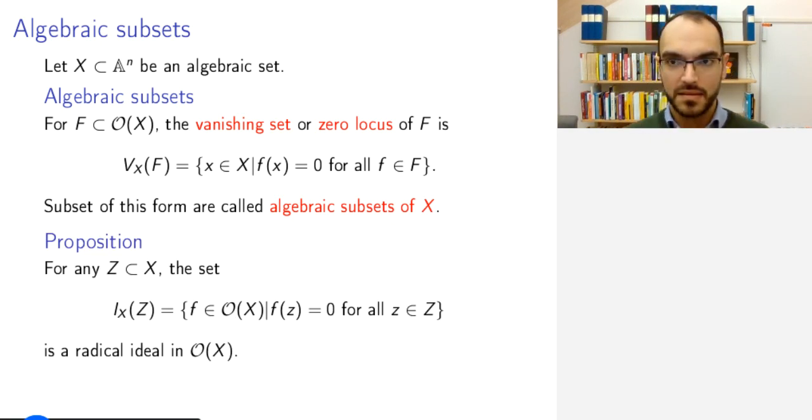And then, as before, we can make the analogy of the ideal of an algebraic set. This can be defined for any subset of X, algebraic or not. We define the ideal of Z to be all the functions on X that vanish on all points in Z. And one can prove that this is a radical ideal in the algebra of regular functions, in the coordinate ring.